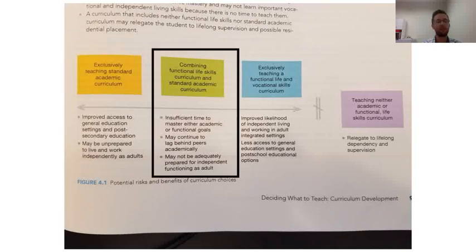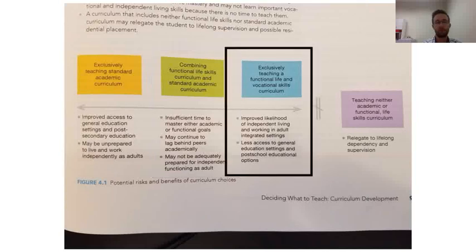Okay, so let's look now at combining functional life skills curriculum and standard academic curriculum. Now, there are problems with this. One problem is that there's probably insufficient time to master either academic or functional goals. Students whose curricula are designed this way may continue to lag behind peers academically, and they may not be adequately prepared for independent functioning as an adult.